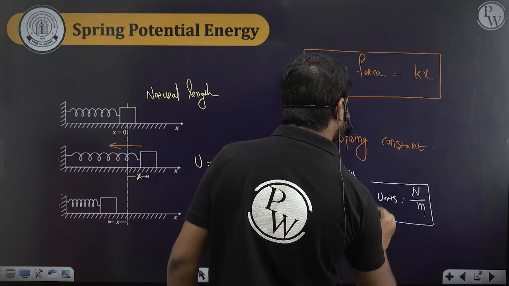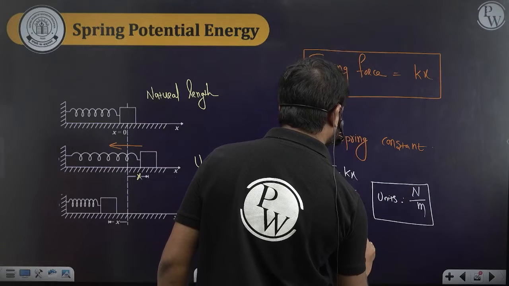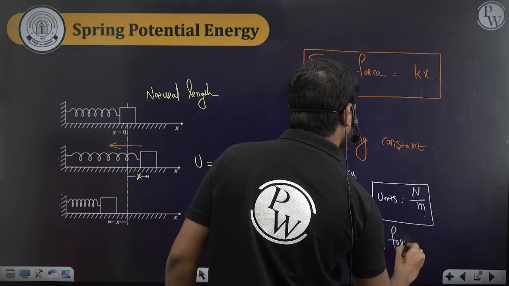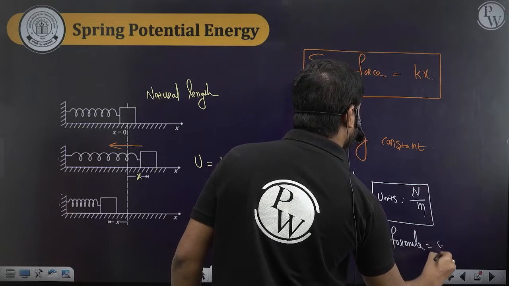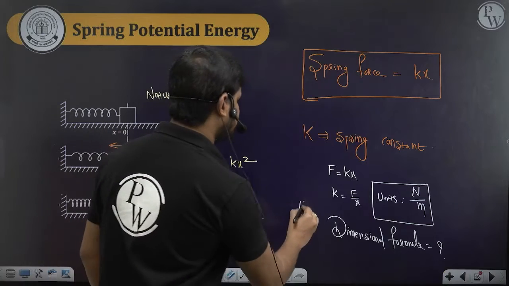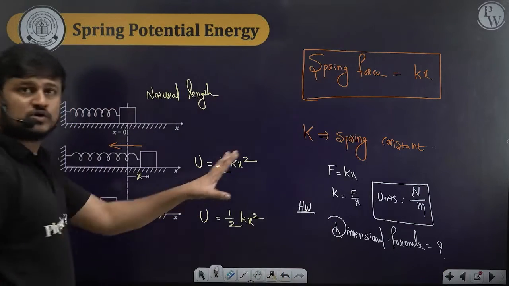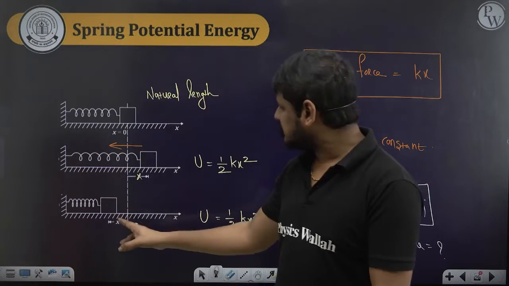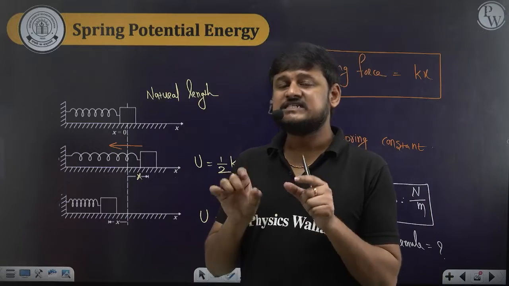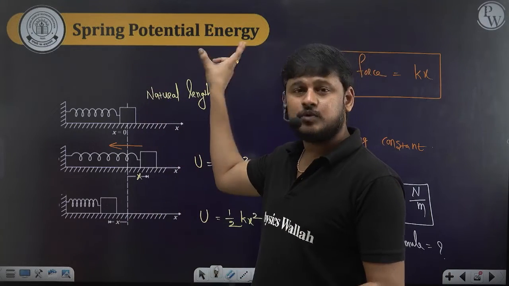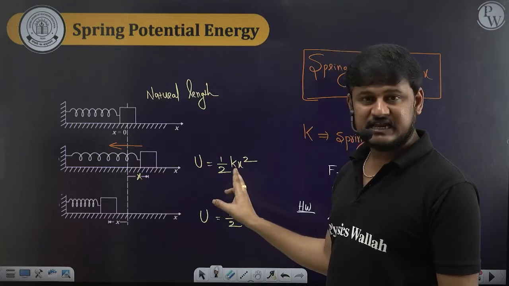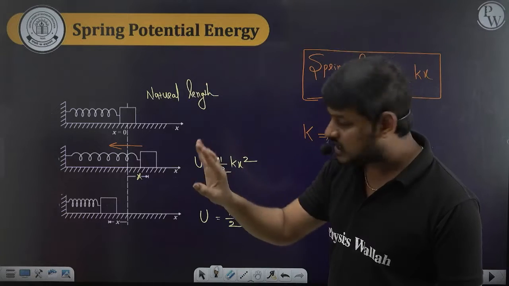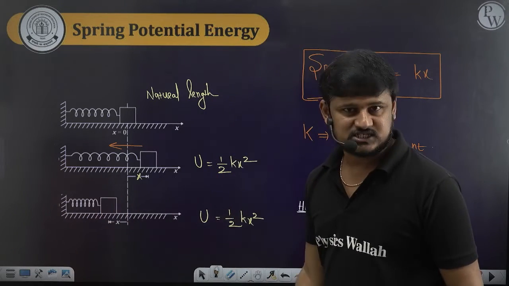Can you write down its dimensional formula as a homework? So take this as a homework. Clear? Understood the concept? Whenever the spring is stretched or compressed by some displacement x, the energy stored in the spring is called the spring potential energy. That spring potential energy is half kx square, where x is the displacement that you stretched or compressed. Clear?